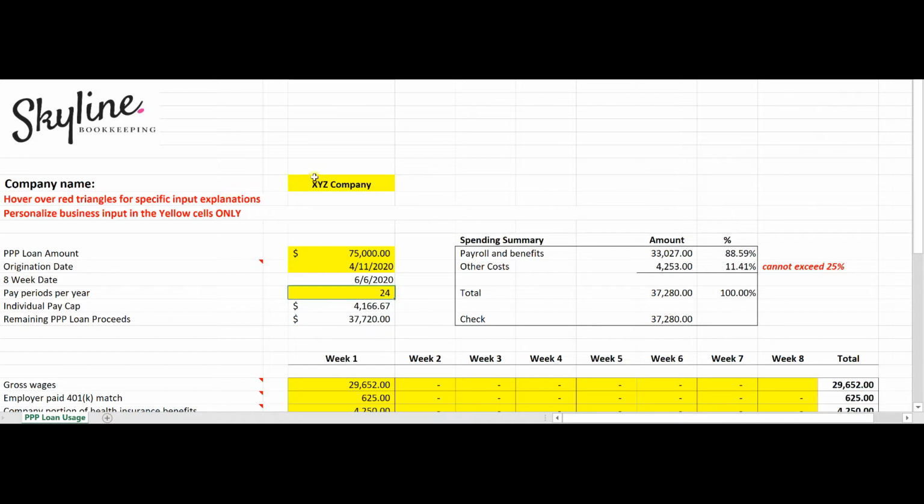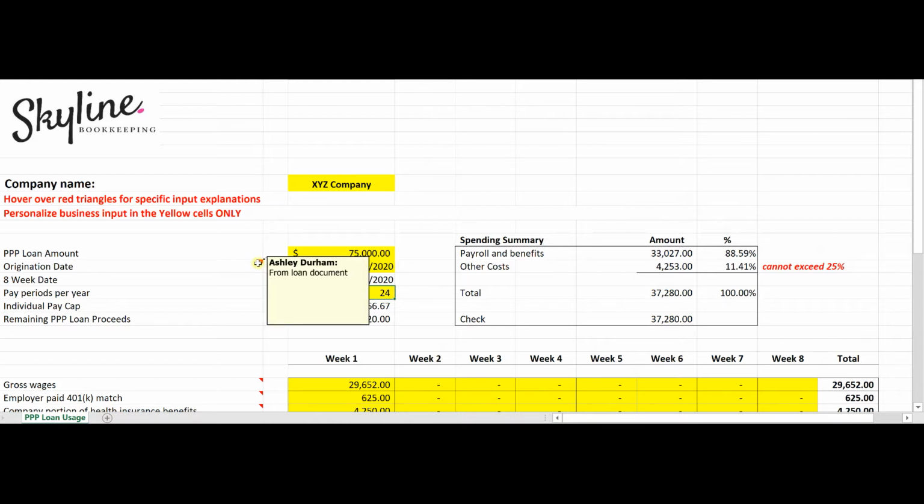What I'll go ahead and do is enter my company information in and then go to the next highlighted cell. You'll want to enter in your total PPP loan amount that you were provided from your lender. For example, I've said that I was loaned $75,000, and then the next line item is your origination date that you'll obtain from your loan.